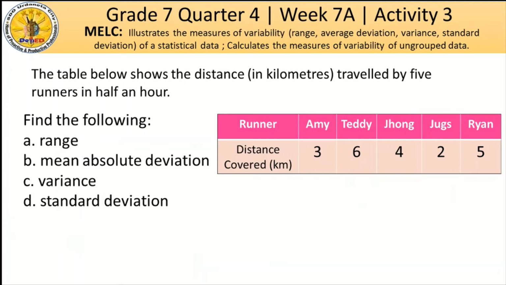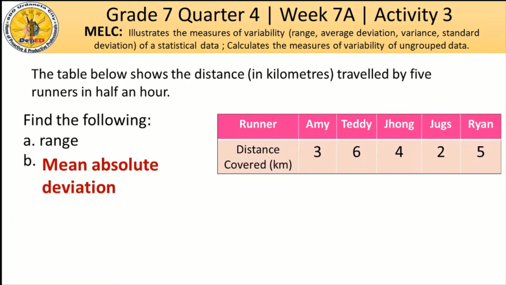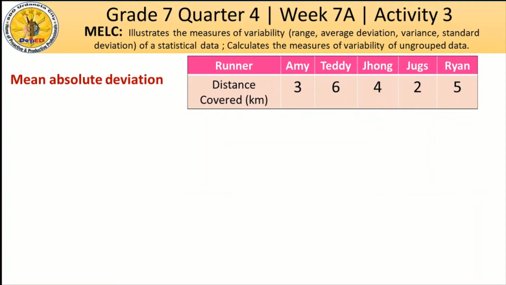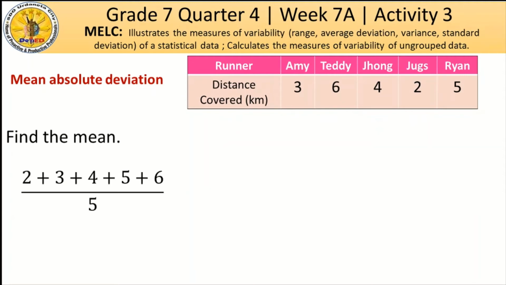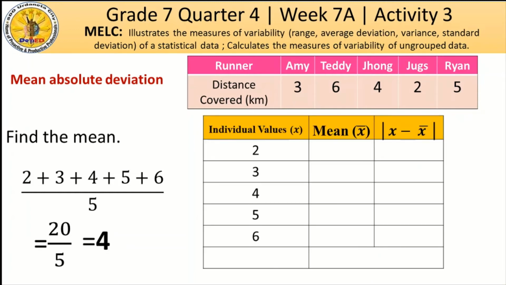Ngayon naman, hanapin natin ang value ng ating mean absolute deviation. To do this, let us do step 1. Find the mean. So, 2 plus 3 plus 4 plus 5 plus 6 all over 5 results to 20 over 5. Step 2. Let us construct a table listing all the individual values in the first column. So from here, we could say that n is equal to 5 since there are 5 individual values.